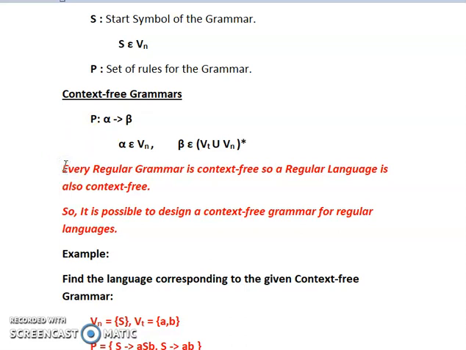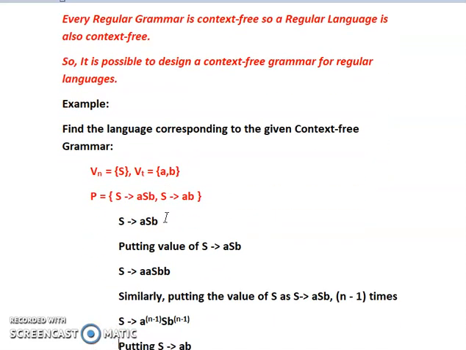Now there are two points which you must know. The first point is that every regular grammar is context free, and hence the regular language corresponding to this regular grammar is also context free. So it is always possible for us to design a context free grammar for any regular language. Now let's see an example.